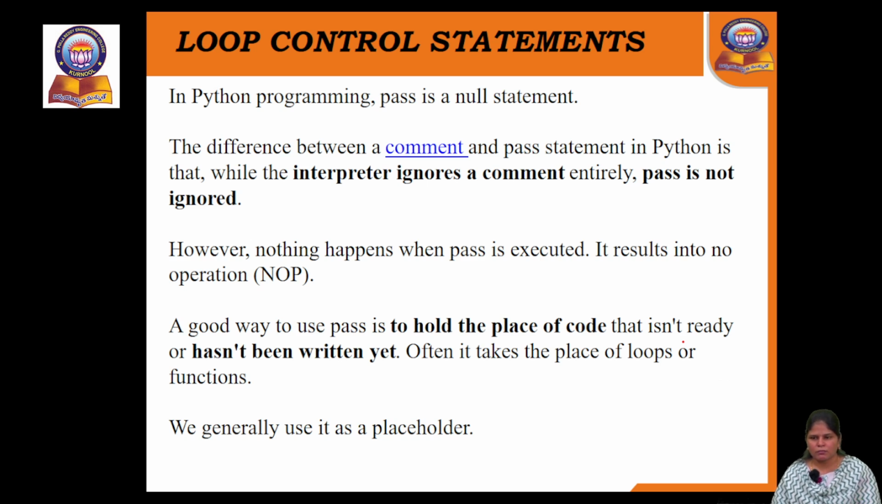If you keep the pass at a particular place, the interpreter comes to know that this particular place is meant for the future. Here the programmer will come again and write the code. That is what it understands, and it will let your program execute successfully up to where you have written the pass. Often it takes the place of loops or functions. We generally use it as a placeholder.